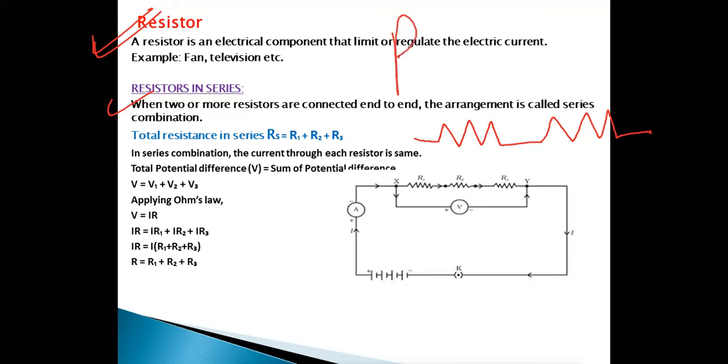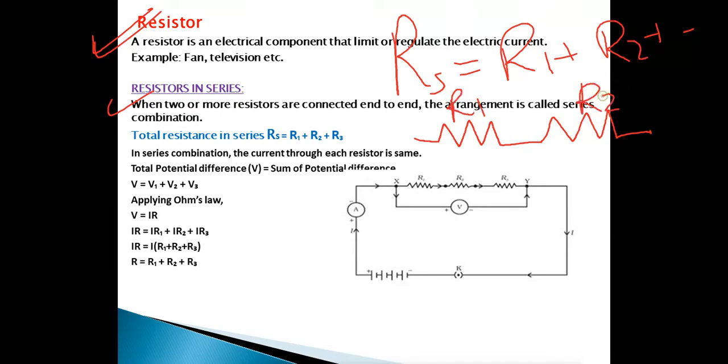Total resistance Rs is equal to R1 plus R2 plus R3 and so on. Suppose the resistance is R1 over there and this is R2. So the total resistance of the circuit will be R1 plus R2 plus R3 plus R4, depending on how many resistors we have. In series combination, the current through each resistor is the same. This is also one of the important points.